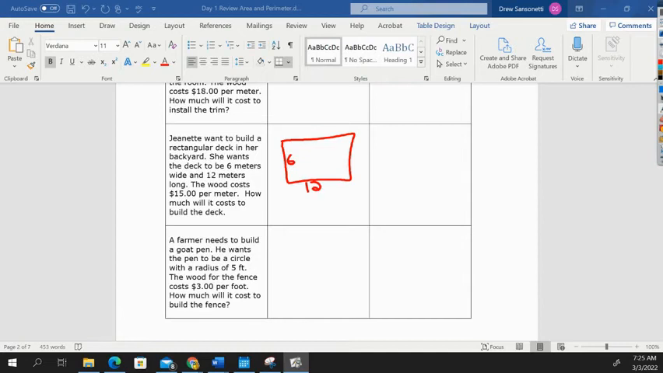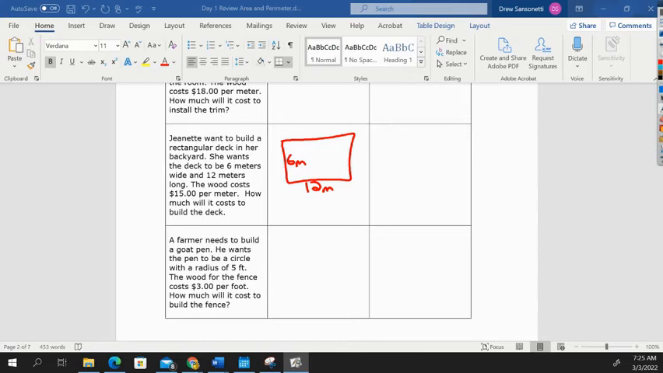So we'll call that 6. We'll call that 12. I'll put my little N's. The wood costs $15 per meter. How much will it cost? So if you're building the deck, you have to build all of it, the inside. That means they're finding the area.